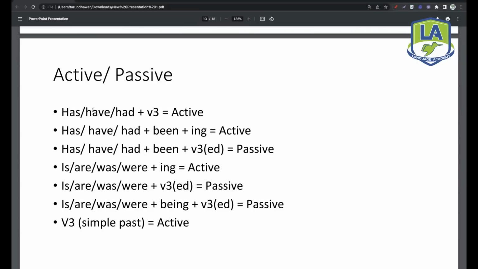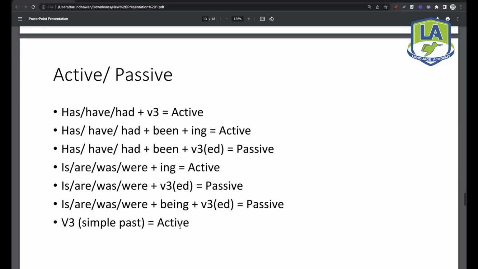That if you have has, have, had plus third form, that's active. Has, have, had plus been plus ing, active. Has, have, had plus been plus third form, passive. Helping verbs is, are, was, were with ing is active, whereas is, are, was, were with third form is passive. If you have being plus third form, it's passive, and simple past tense is active. So you can learn this thing.